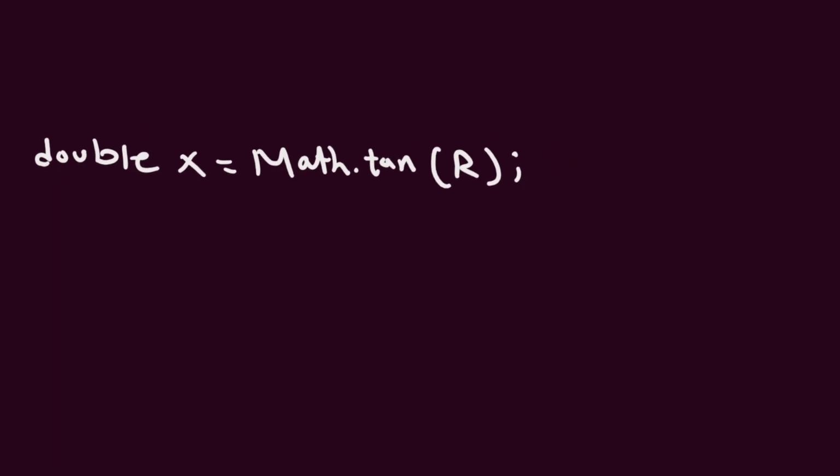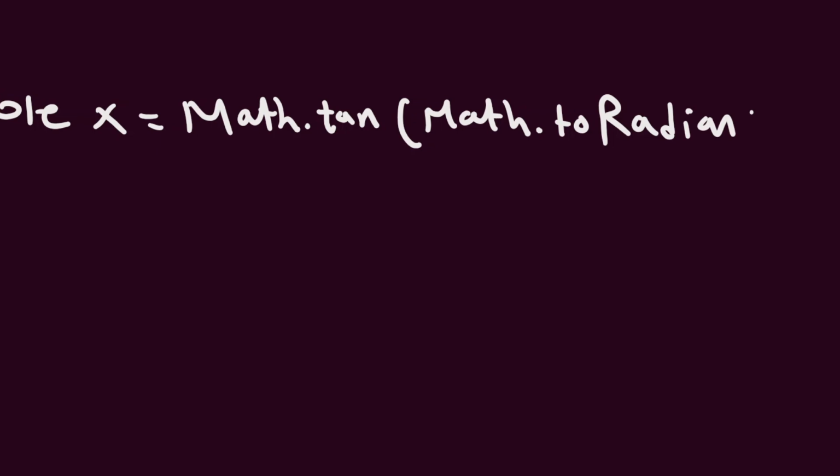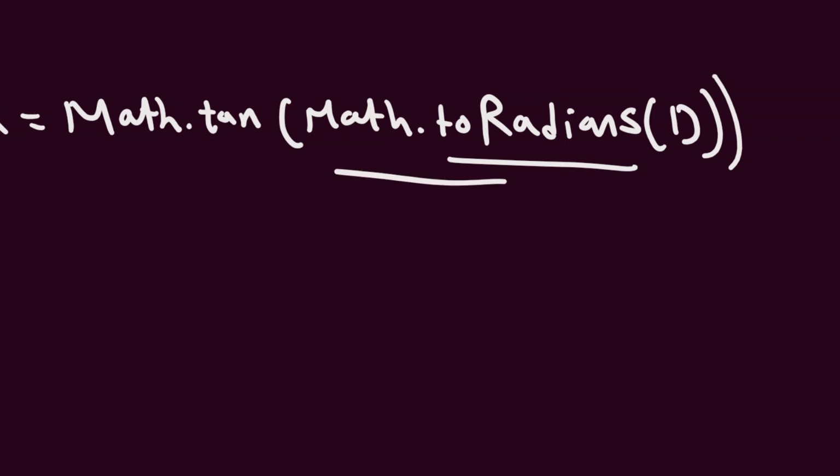Okay. And furthermore, if you don't want to work with radian values here and you want to work with degrees, then you could use the Math.toRadians method. So you would put in Math.toRadians, and then you would put in your degree value here. Then this function takes care of it and turns it into a radian, and then the tan part executes.